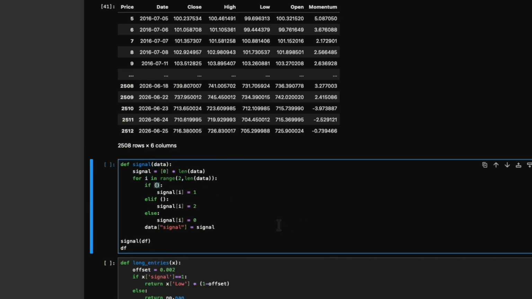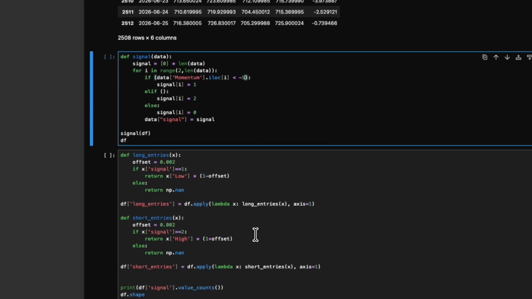i-1 would be yesterday's row, i-2, 2 days before current, and so on and so forth. So in our case, they're really simple. All we're looking for is values in our momentum column. So .iloc[i], which is today's value. So if today's value of momentum is less than -5, we're going to put a 1 in our signal column.